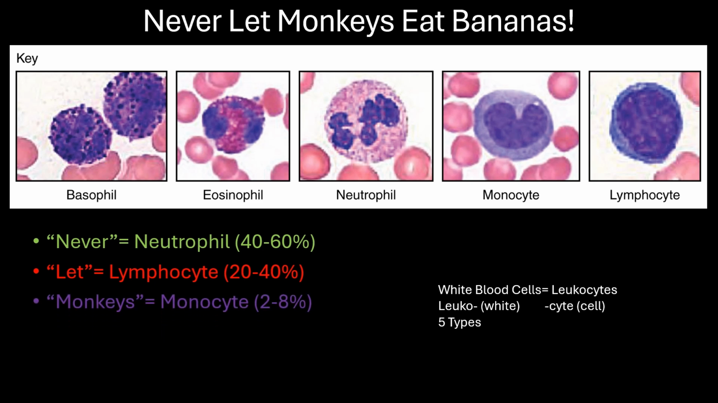Monocyte, present at about 2 to 8%. They are a bit uncommon but easy to distinguish because they are the largest among the white blood cells. Eosinophil, present at roughly 1 to 4% of all leukocytes. They're rather uncommon but very easy to distinguish due to their reddish appearance.